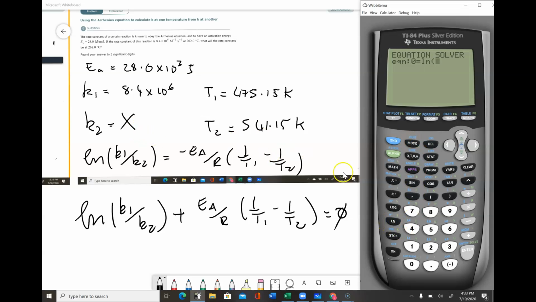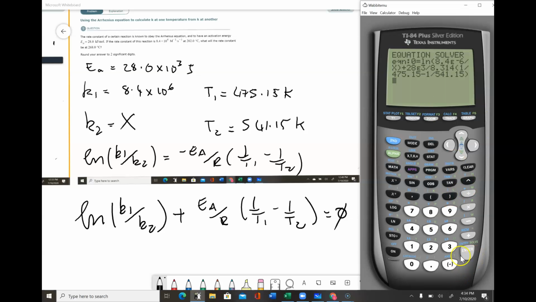So it's going to be log of K1, which was 8.4 by 10 to the minus 6, divided by K2, and now K2 is my X, so I'm just going to hit the X button there, plus my EA, which was 28 kilojoules, so I have to do that by 10 to the 3, divided by R, and I need to use 8.314 joules per mole per kelvin for my R, and then multiplied by 1 on my T1, which was 475.15, minus 1 on my T2, which was 541.15, and there we go.